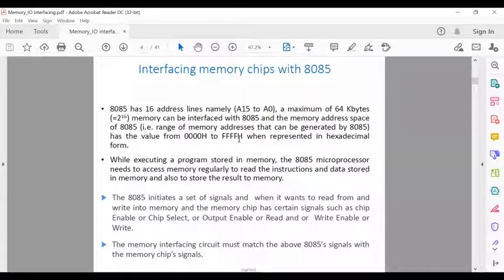Similarly, each memory chip has some specific signals like CE bar or CS bar, meaning chip enable or chip select. There is a pin called chip enable or chip select for every memory device, whether it is a ROM or RAM. For output purposes, there is a pin called OE bar or read bar, OE bar meaning output enable and RD bar meaning read operation. And for write purposes, there is a pin called write enable, WE bar, or simply write bar.